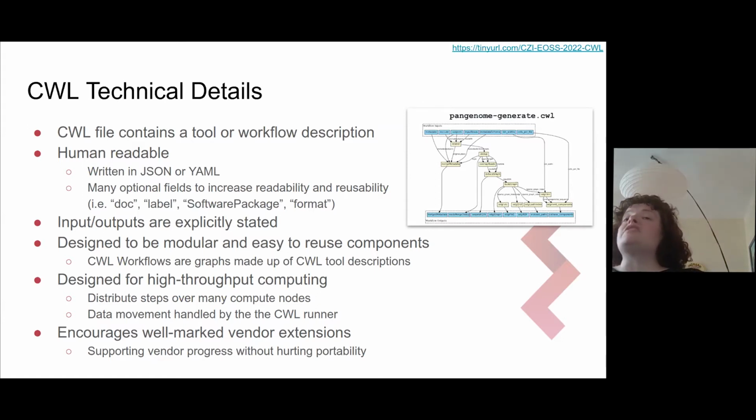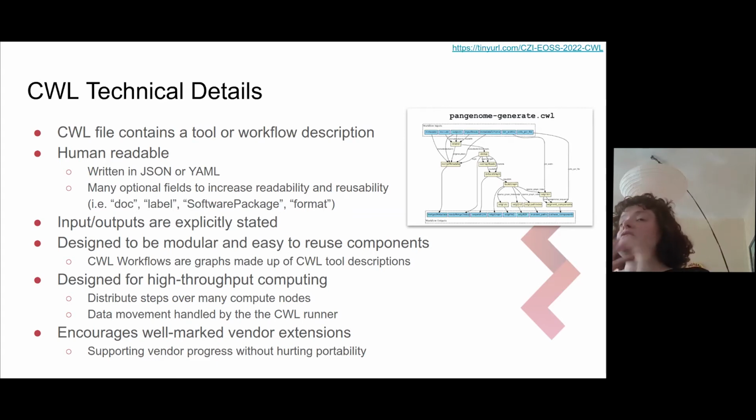The inputs and outputs are explicitly stated. It's designed to be modular. So the workflow graphs are designed so that each step of them can be described as CWL tool descriptions. So you can build your tools and then build a workflow out of the tools. And as I mentioned before, it's designed to be run on a variety of platforms. So it's designed to be supported for high throughput computing. You can distribute the steps of your workflows on compute nodes, and the movement is handled by the CWL runner for that. And we encourage vendor extensions.